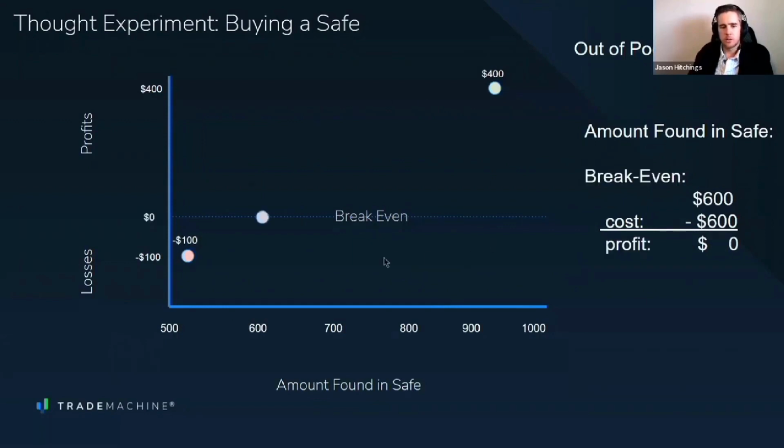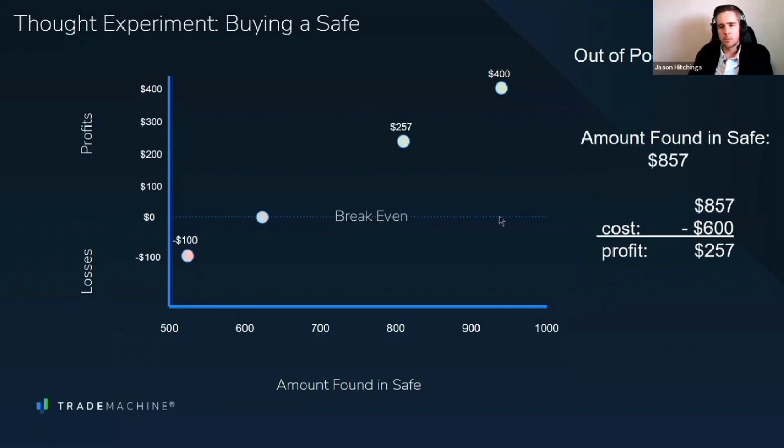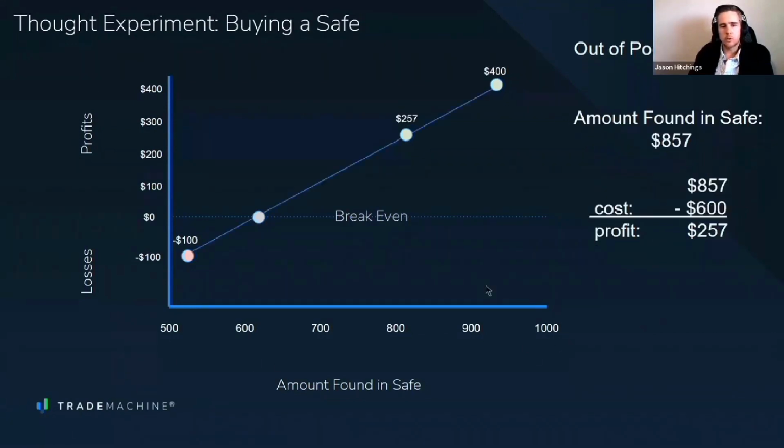Let's fill in another price here. This ends up being your break even. There's $600 in the safe, you paid $600. All very straightforward, but this will be useful later on. And if there's some random amount of money in the safe, like $857, then you've made $257. So this is a really basic profit and loss chart. It goes up and to the right, and you can map a line onto this that tells you essentially a function or a formula for how much you're going to make.